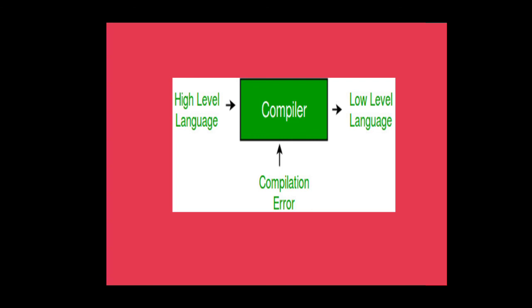It is not like the interpreter, which is checking one line after the other line. This compiler will check the program in an overall view, from the high level language to the machine language. So this is called a compiler.